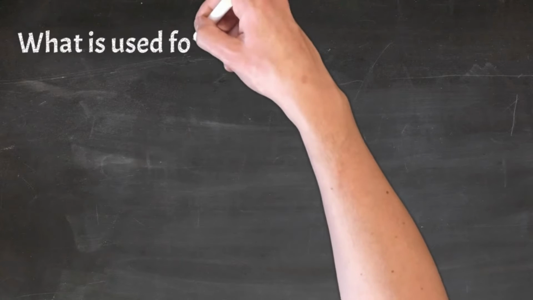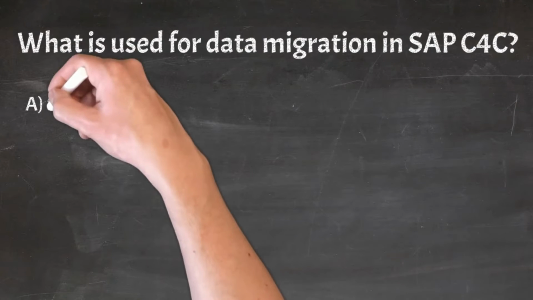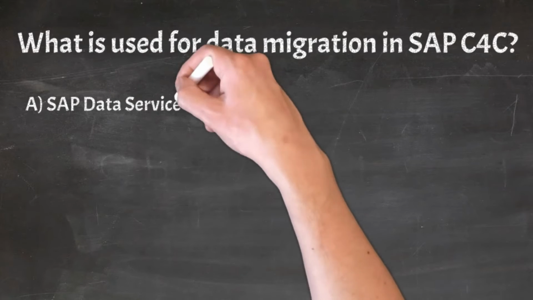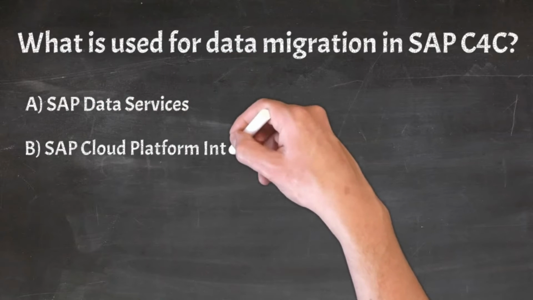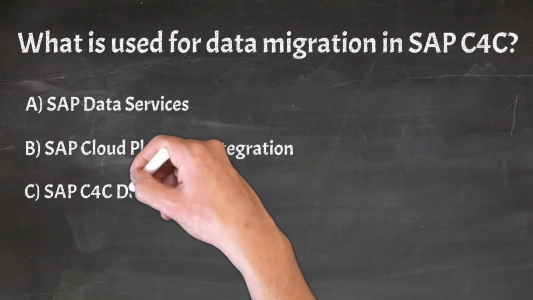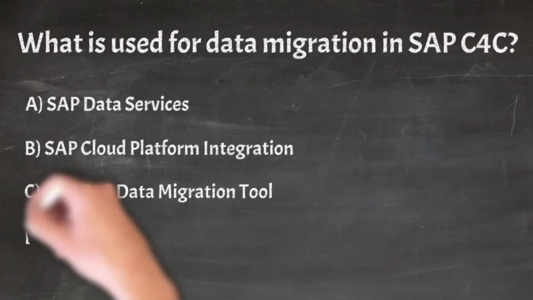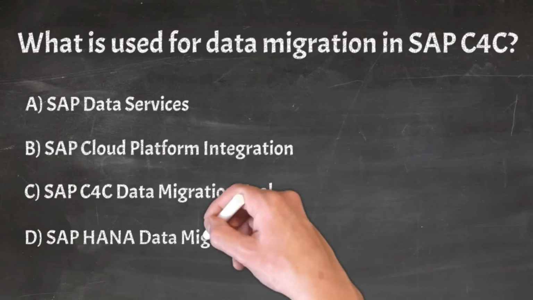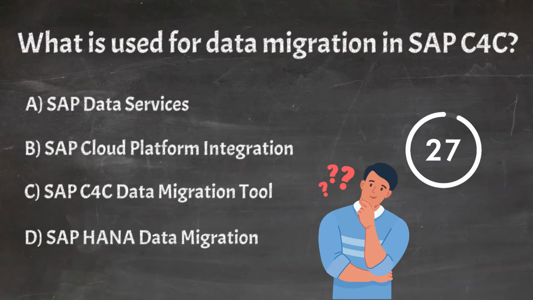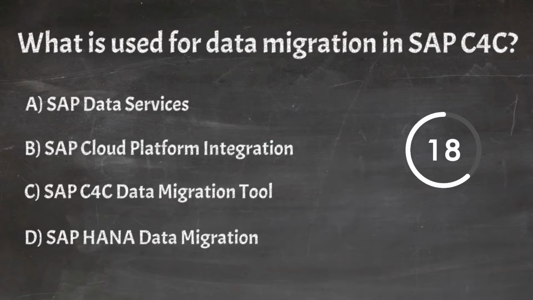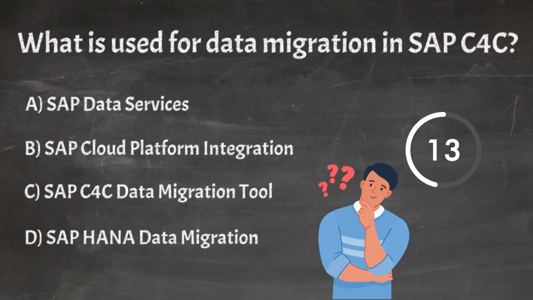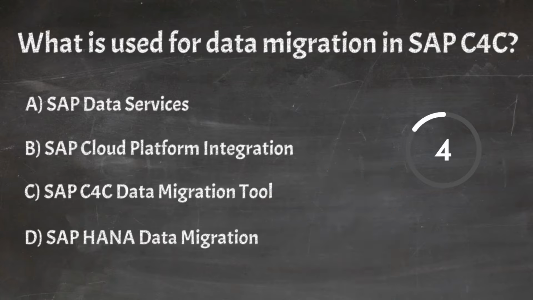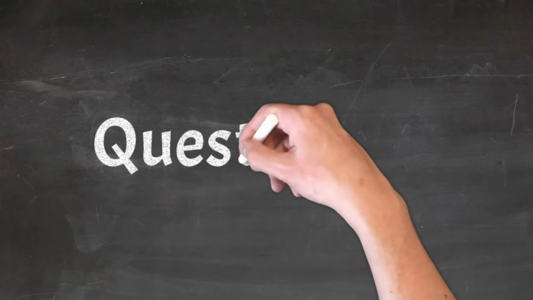Question 9. What is used for data migration in SAP C4C? A. SAP Data Services. B. SAP Cloud Platform Integration. C. SAP C4C Data Migration Tool. D. SAP HANA Data Migration. Correct answer C.